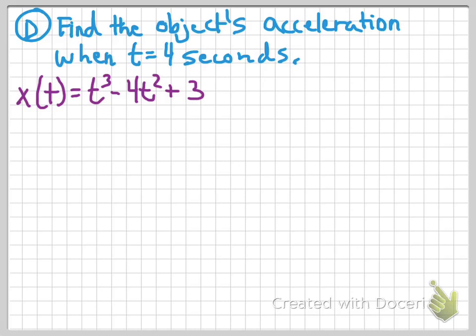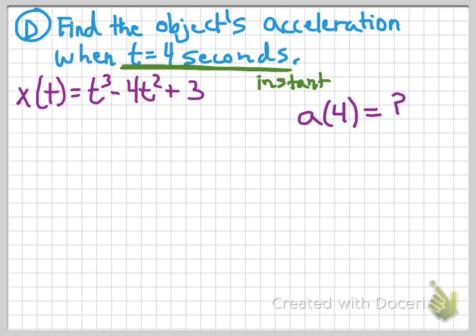Alright, so one more question here. Question D. Let's find the object's acceleration when time equals 4 seconds. Now, acceleration, you could have an average or an instantaneous. In this case, it says when time equals 4, so this is another instant in time. That means I want to find out what acceleration is at 4. Acceleration is often called a of t, so I want a of 4.